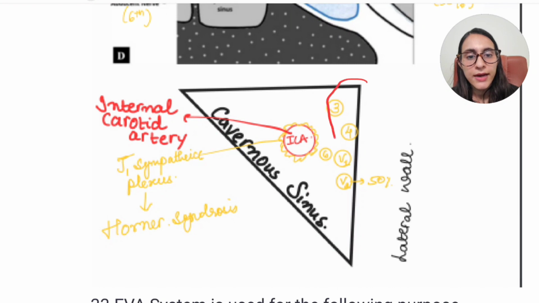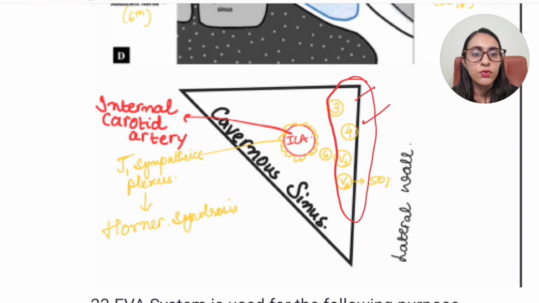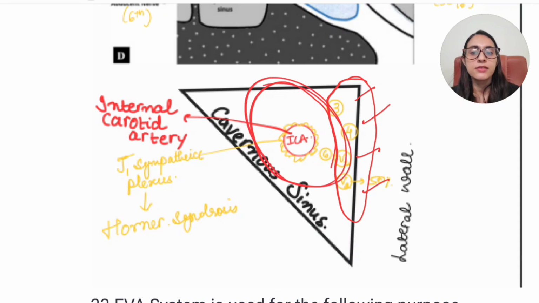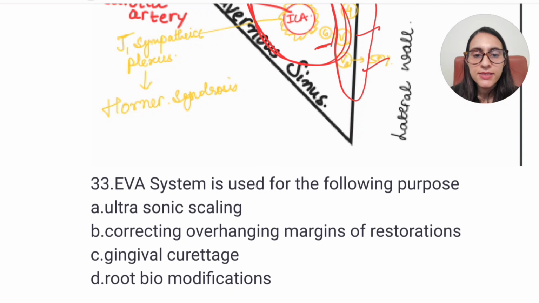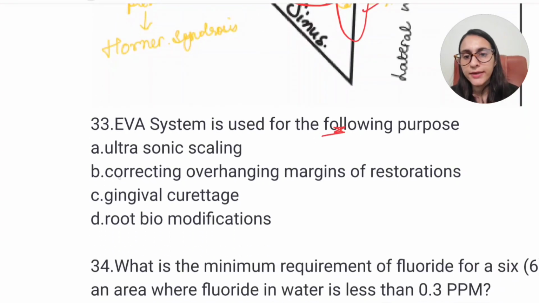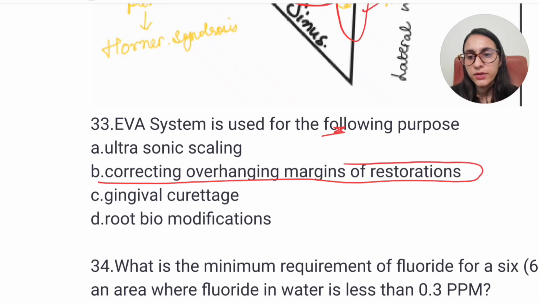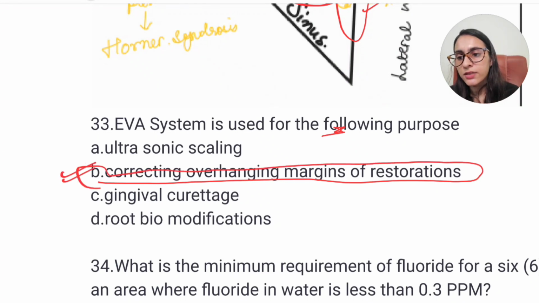So the structures that pass through the lateral wall of the cavernous sinus are 3, 4, V1 and V2, and the ones that pass inside the cavernous sinus are the internal carotid artery and the abducens nerve. The EVA system is used for the following purposes. It is used for correcting the overhanging margins of the restoration. It helps in achieving precise and accurate restorations by removing any excess material.